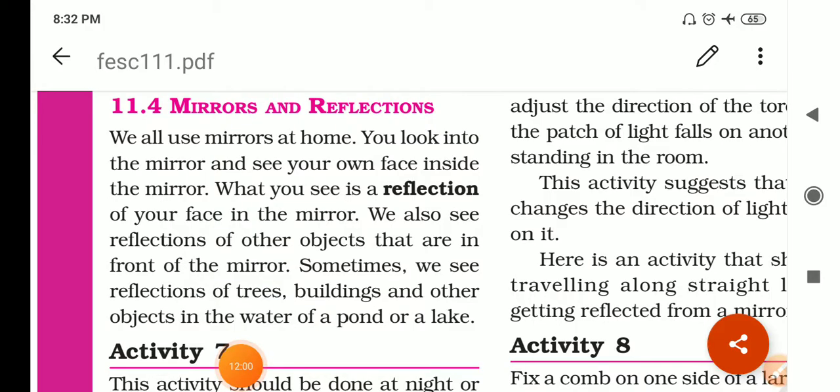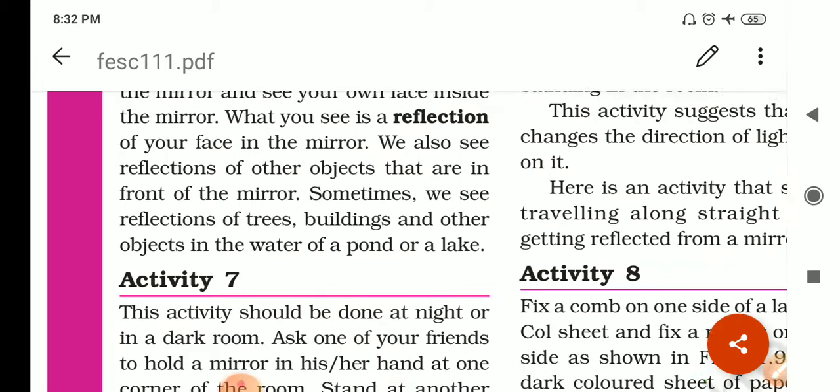We all use a mirror at our home. When you look into the mirror and see your own face inside the mirror, this phenomenon is called reflection. This is the reflection of your face in the mirror. We also see reflections of other objects that are in front of the mirror. Sometimes we see the reflection of trees, buildings and other objects in clear water. Water should be still and clear, then only you can see the reflection, right?